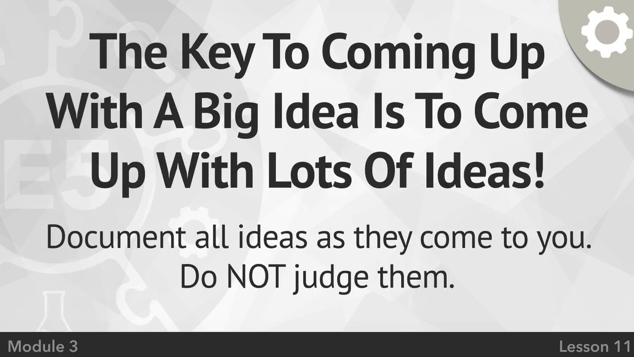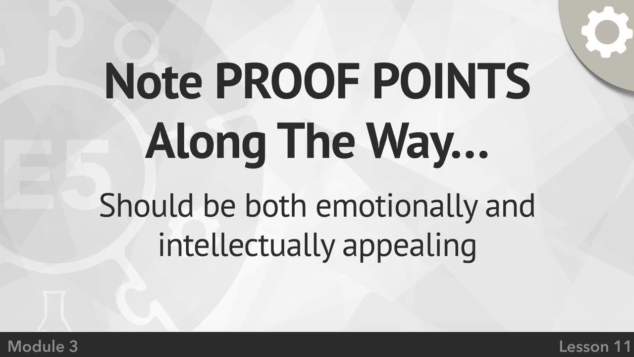Again, the key to coming up with a big idea is to come up with lots of ideas and document them all. Don't prejudge them. Don't try to come up with ideas at the same time that you're judging the quality. Just come up with ideas and document them all. Do not judge them. And when possible, note proof points along the way. As you're digging and looking for ideas to develop the big idea, note proof points along the way. Remember, promises, your primary promise, promises are cheap. They're bogus without proof. So you want to note proof points along the way.